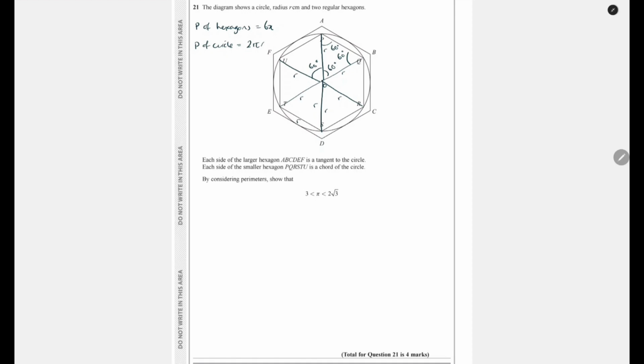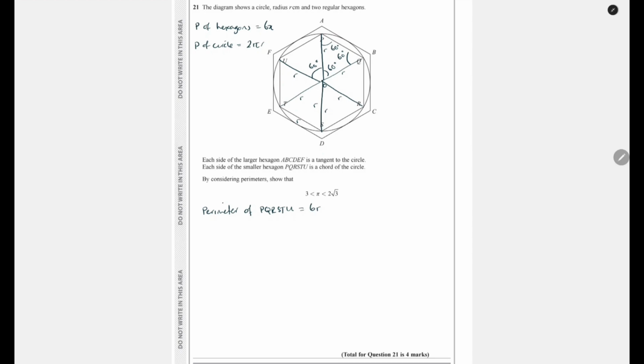And so the perimeter of the smaller hexagon PQRSTU is just 6 times the radius r. Now we need to work out the perimeter of the larger hexagon ABCDEF.